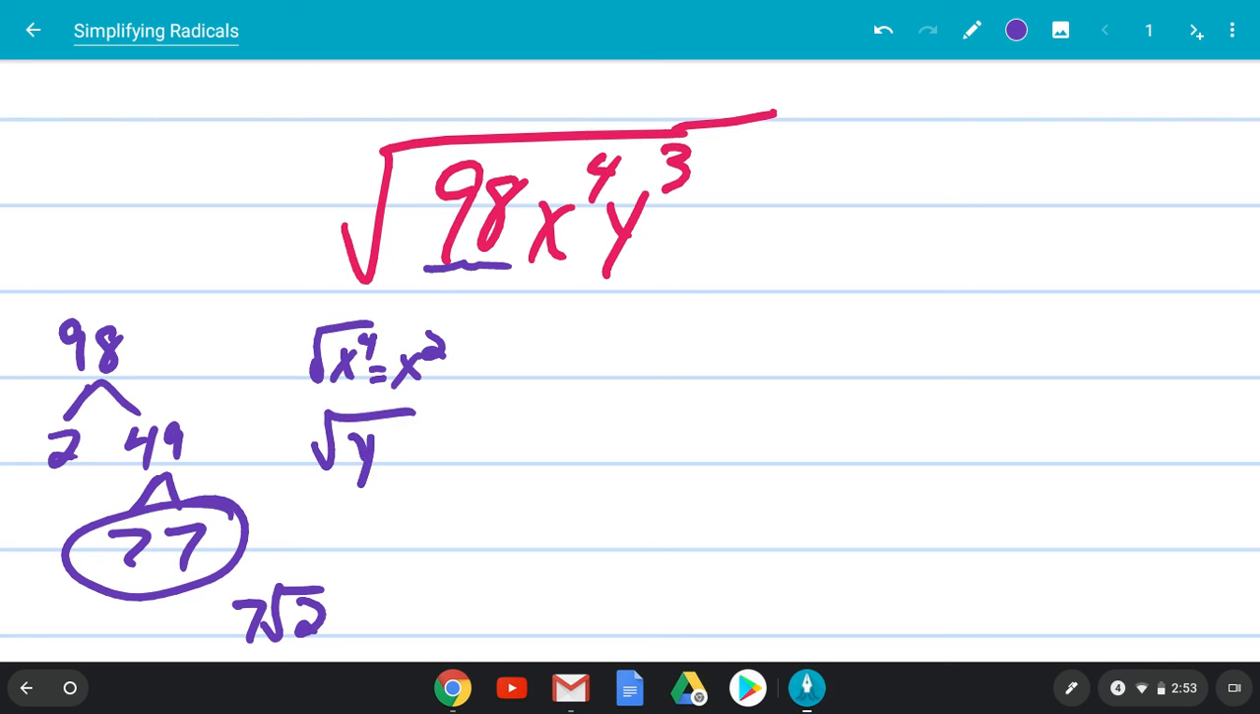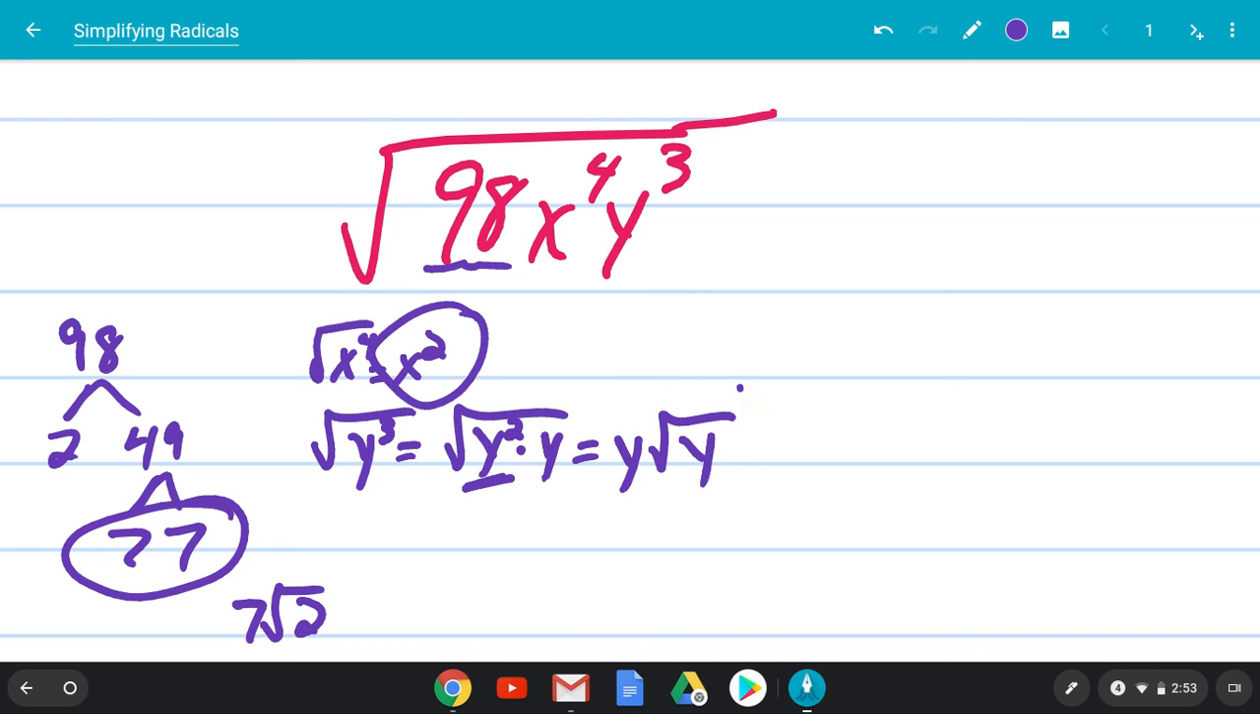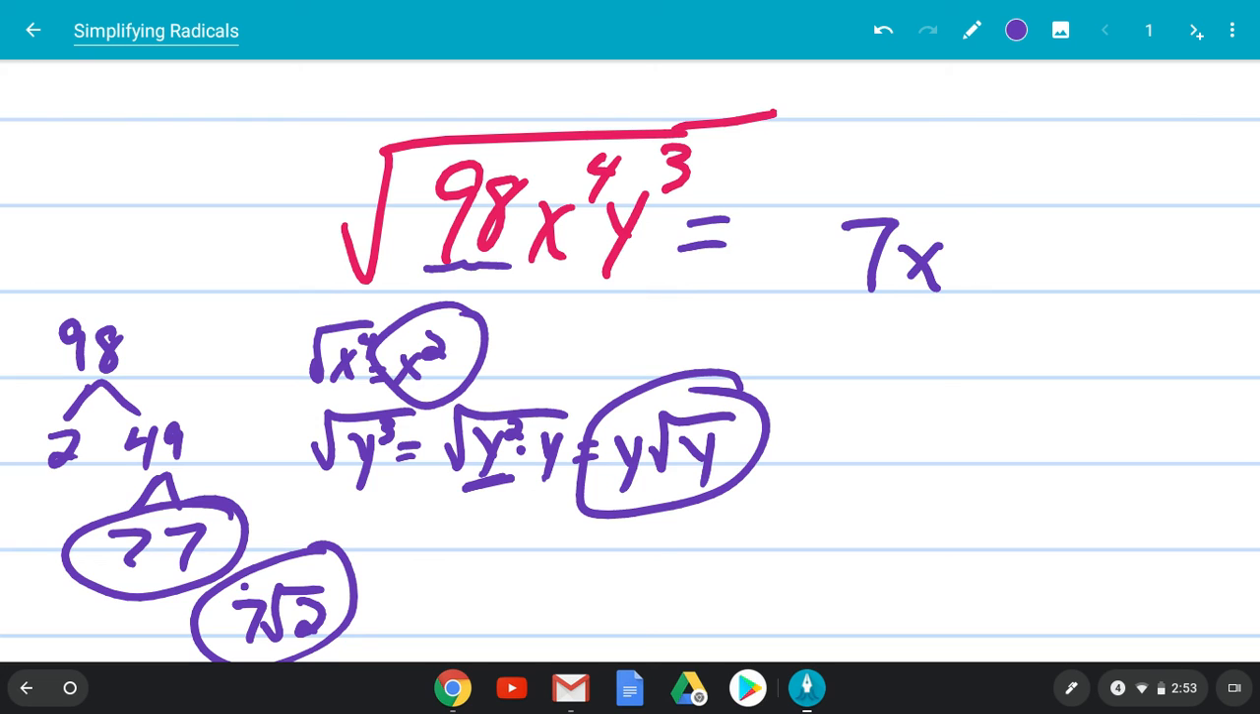Well, what about the square root of y cubed? It's odd, so I have to rewrite it as y squared times y, right? And I can take out the y squared. So it leaves me with y square root of y. So now I put all 3 of these back together. 7 and x squared are on the outside, 7x squared, and I have a y on the outside. And what's left underneath? I got a 2 and a y.